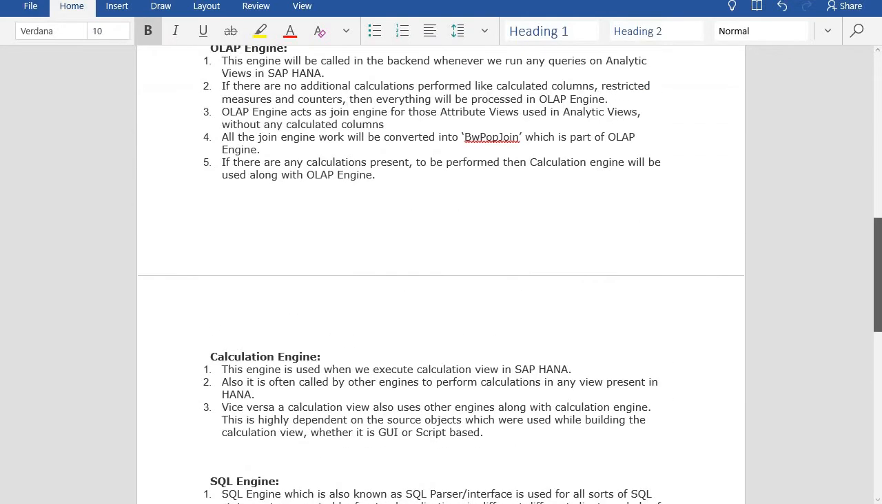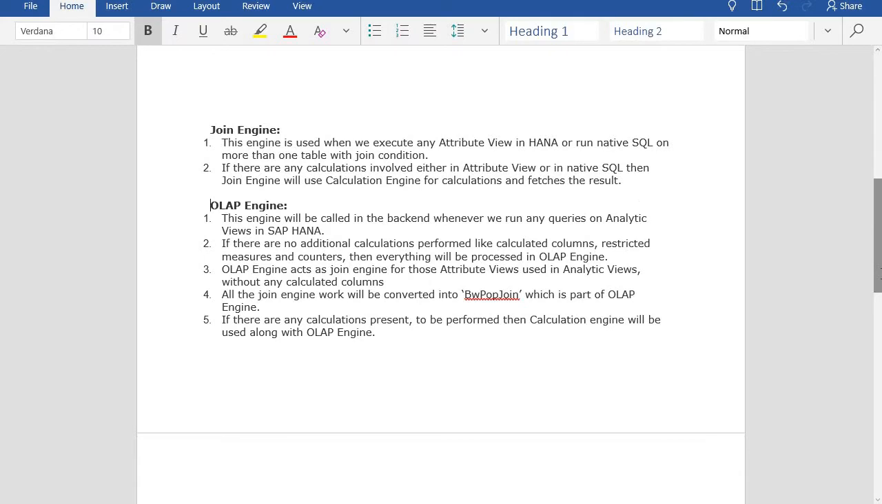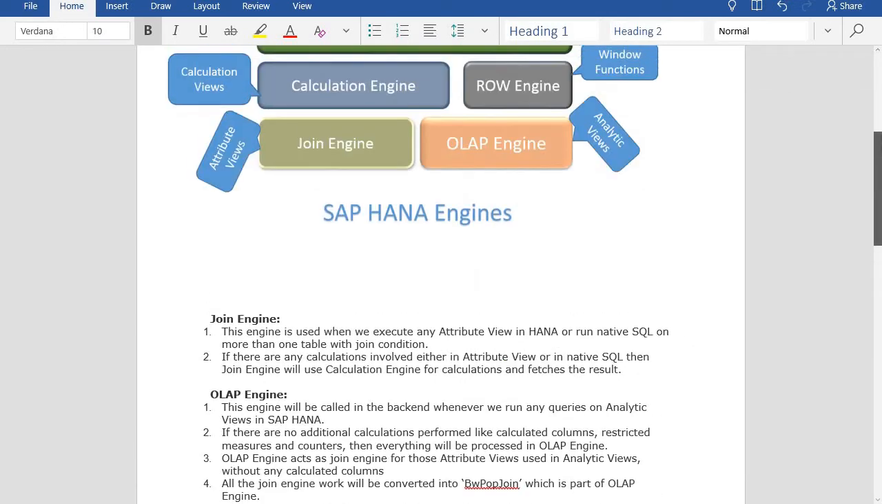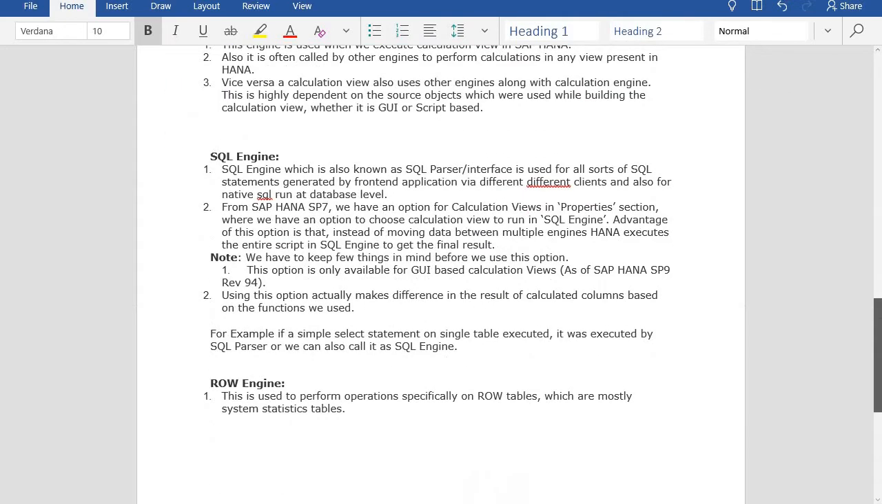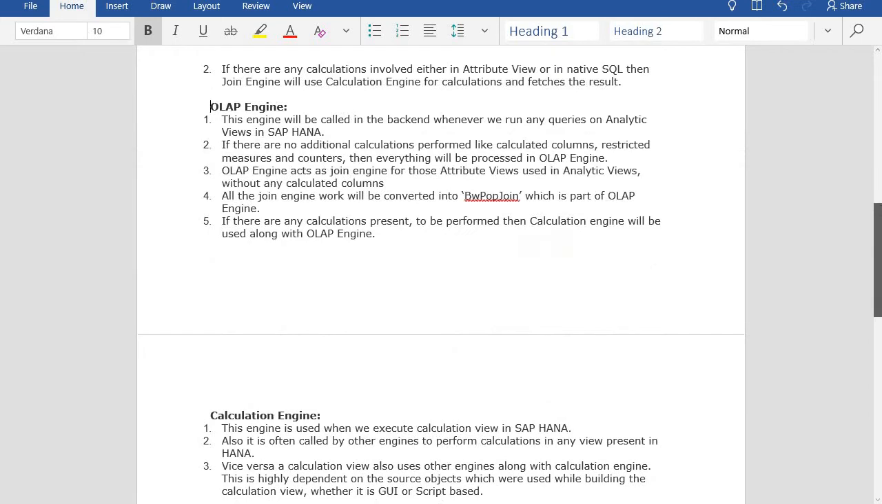Okay, so I think that's all we should know. So, as a conclusion, row engine is used whenever we perform operations on row tables.